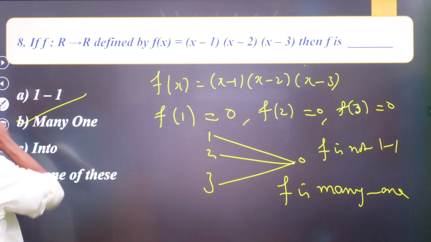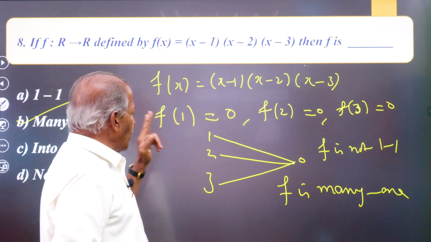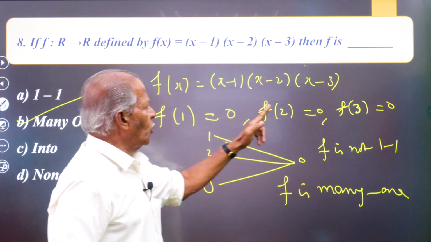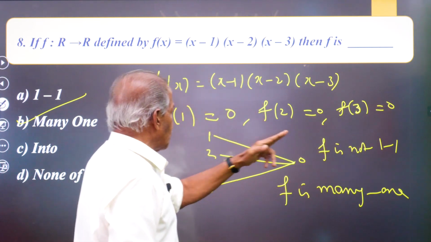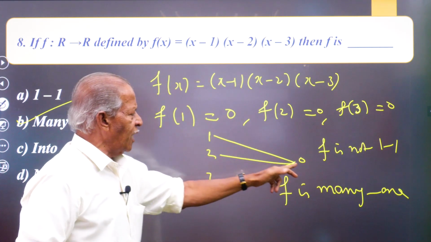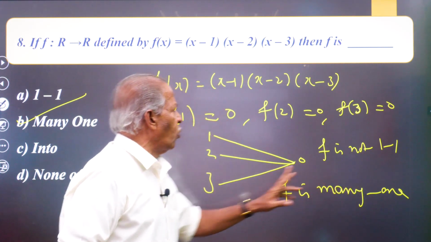The next one, 8th problem, f of x given by this function. I am putting x equal to 1, output 0. Putting x equal to 2, output 0. Putting x equal to 3, output 0. 1, 2, 3 have the same image, output 0. F is not 1-1, it is many-one.